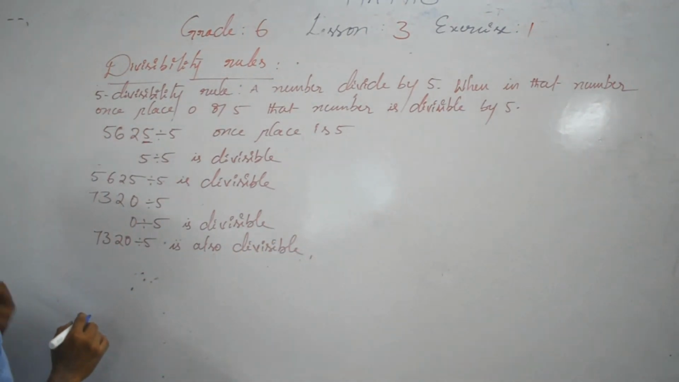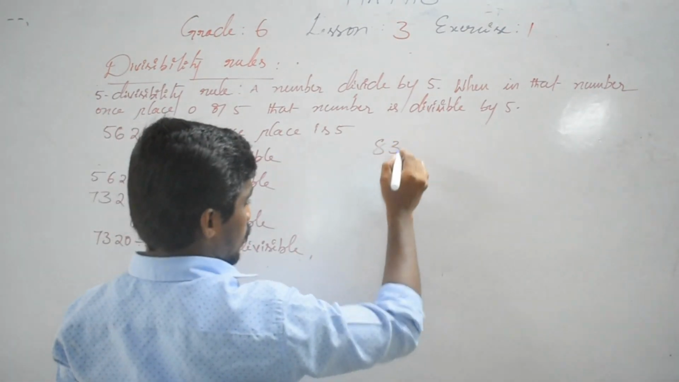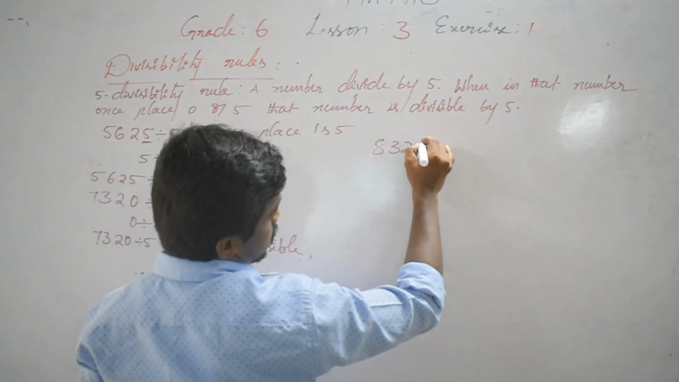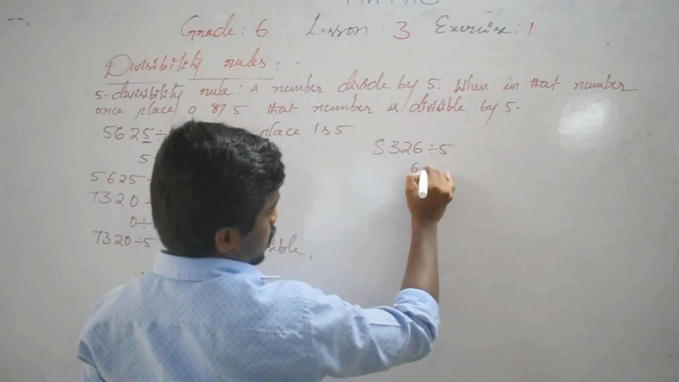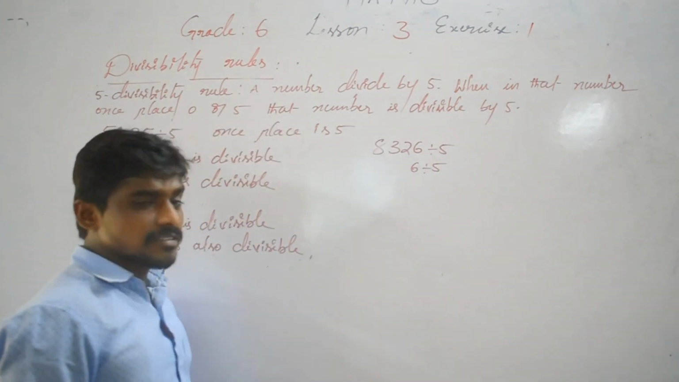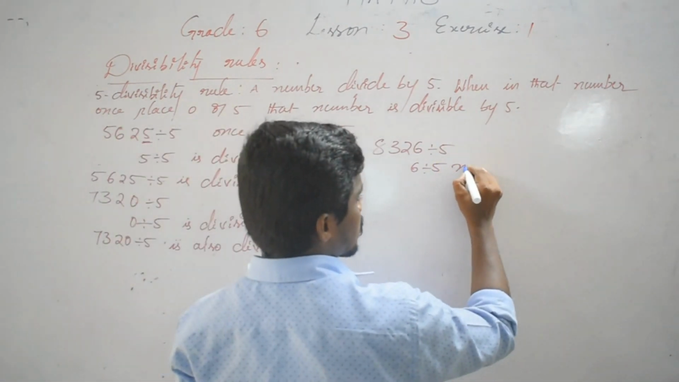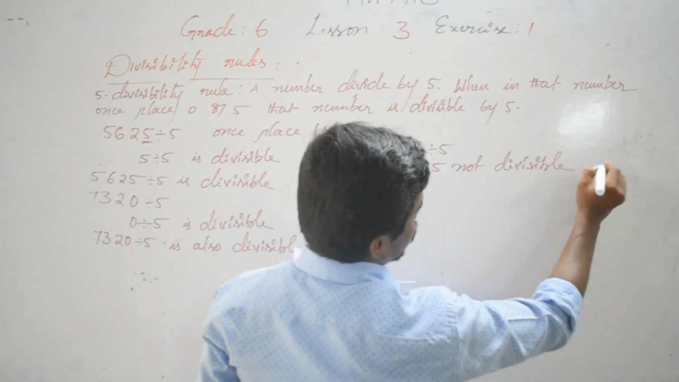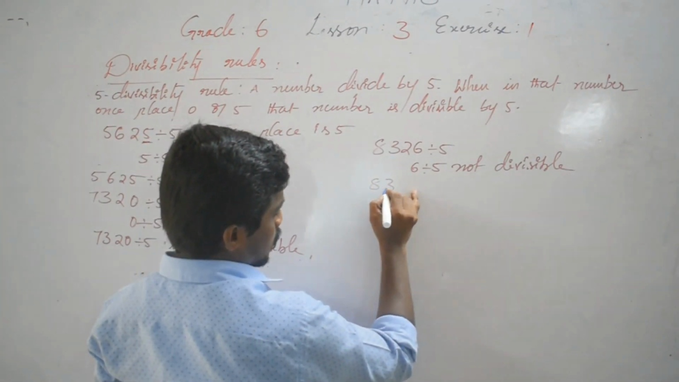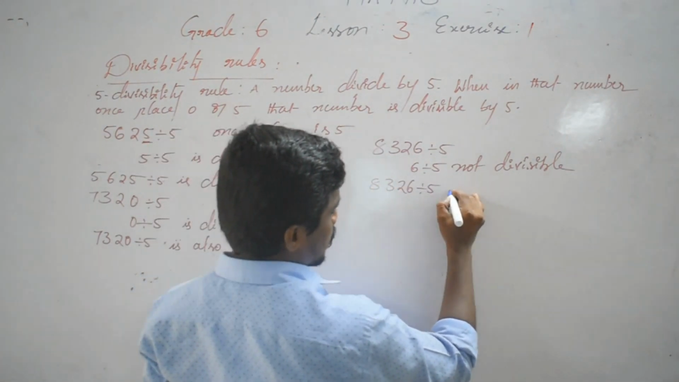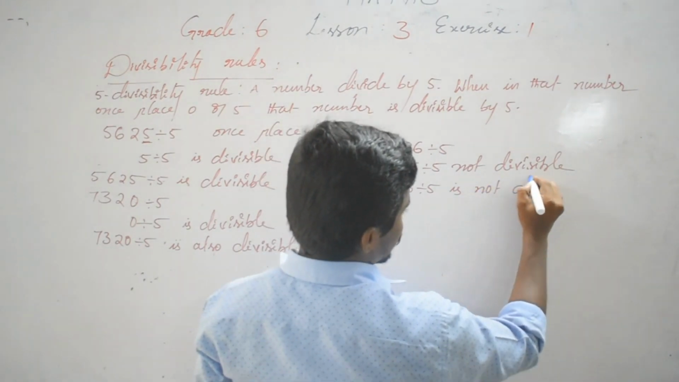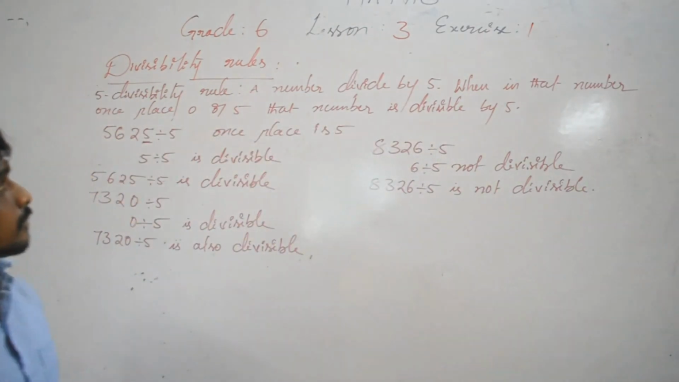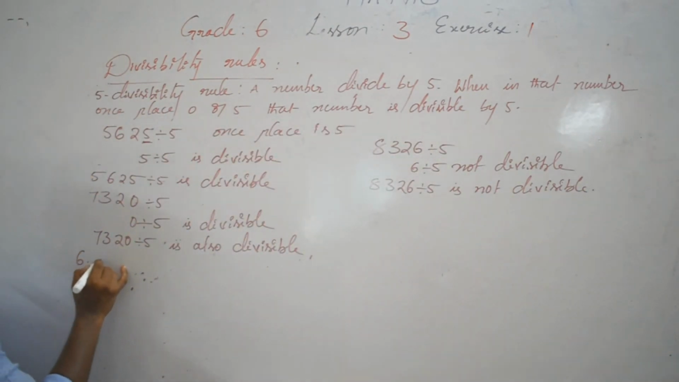Next one, another example. 8326 divided by 5. 6 divided by 5, divisible or not divisible? Not divisible. So 8326 divided by 5 is not divisible. Next one, 6 divisibility rule.